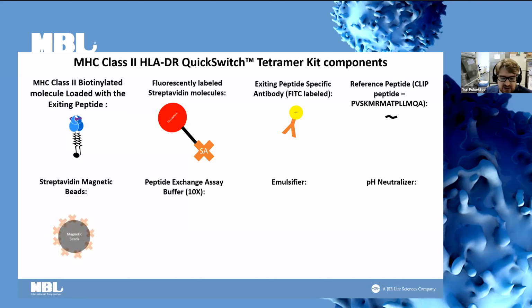Class 2 kits, unlike Class 1, use magnetic beads with immobilized streptavidin and not an antibody specific for the MHC molecules. So please do not use the beads from the Class 1 kit for the Class 2 kit reactions and vice versa.